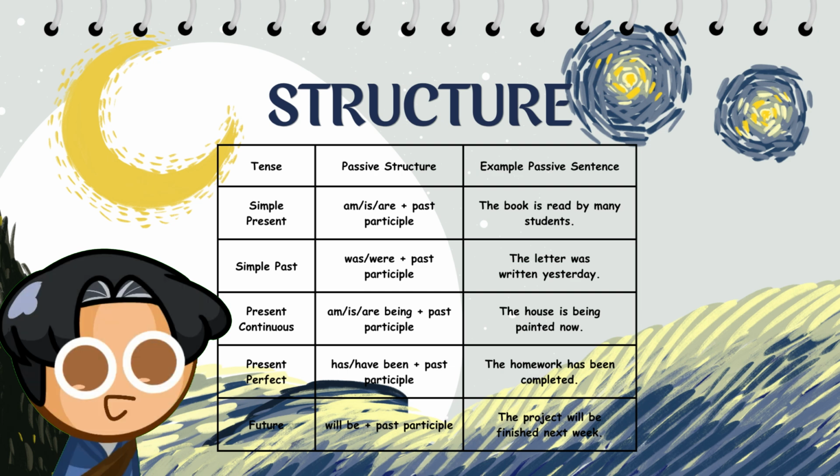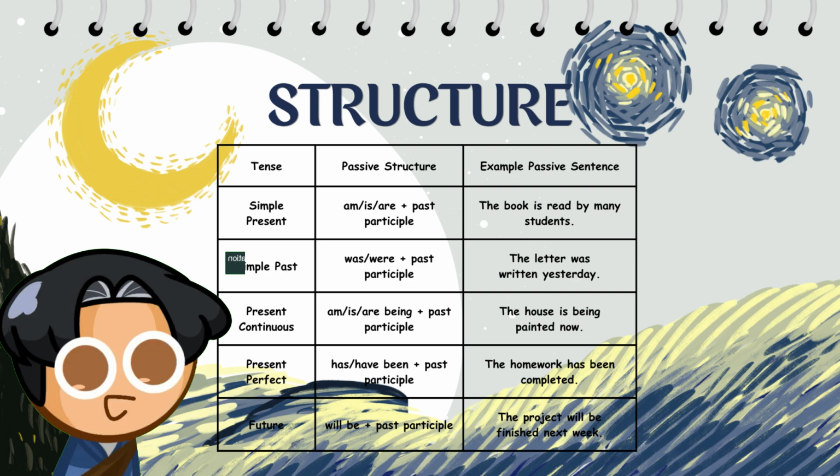The second one is simple past. For the structure, was, were plus past participle. For the example, the letter was written yesterday. Was shows past tense and written is the past participle. The sentence focuses on the letter, not the writer.